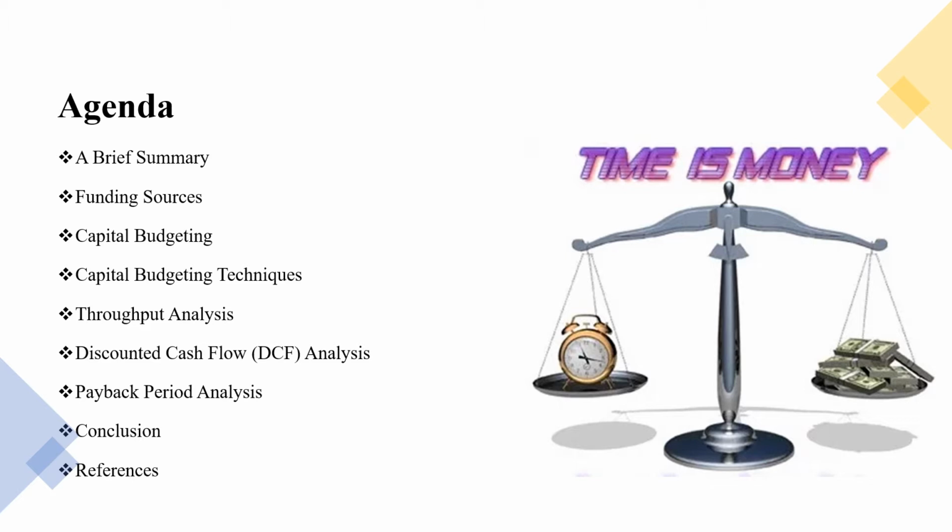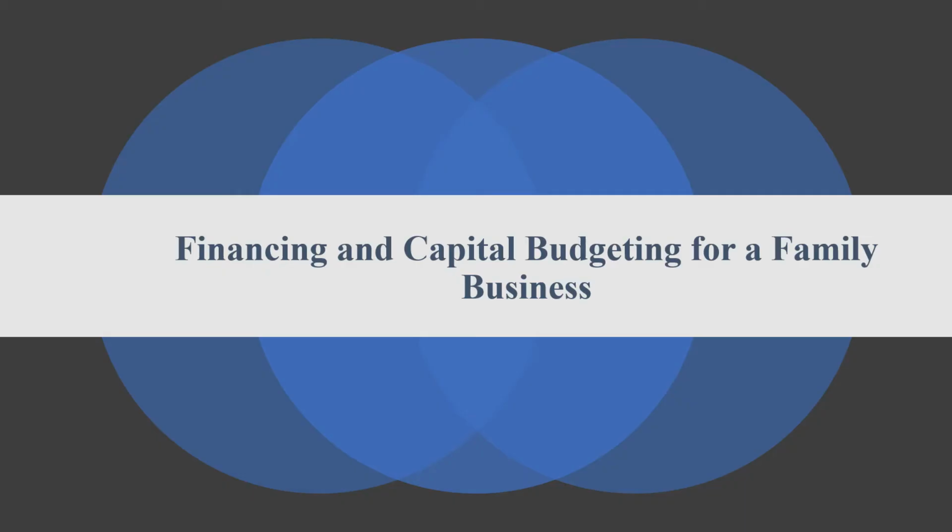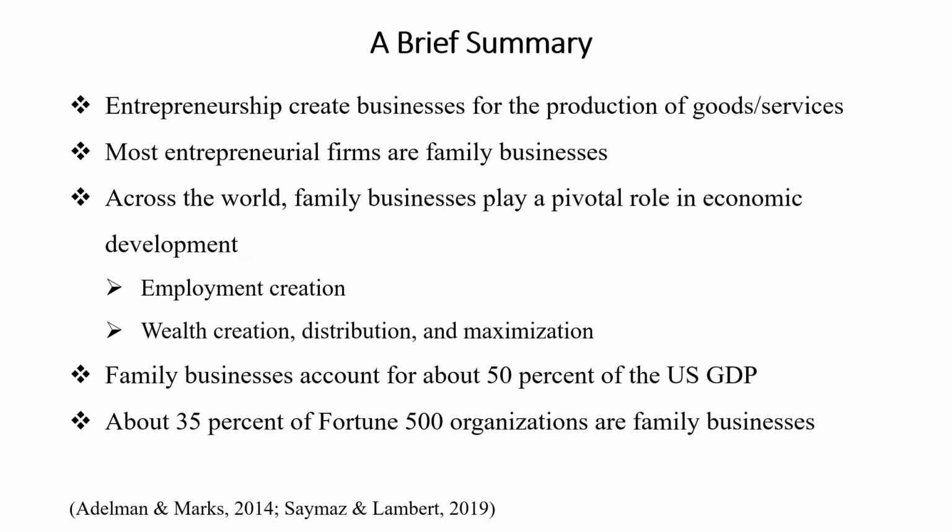One, a brief summary, funding sources, capital budgeting techniques, throughput analysis, discounted cash flow analysis, payback period analysis, conclusion, and finally, references. Financing and capital budgeting for a family business. A brief summary.